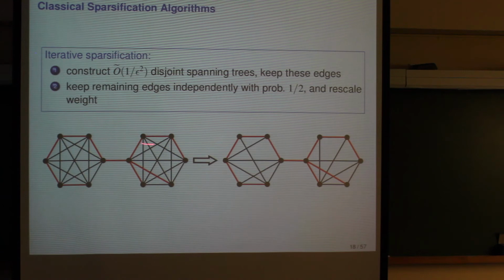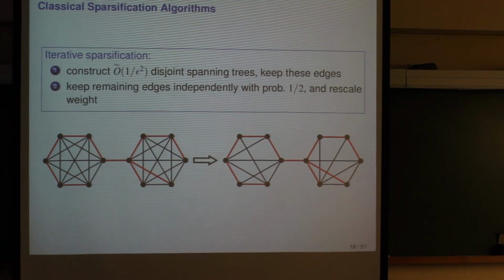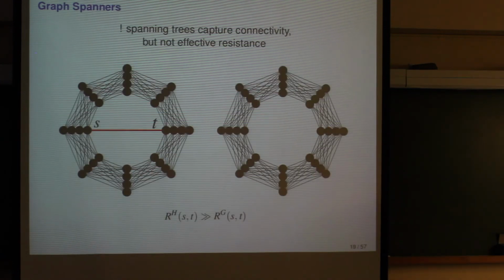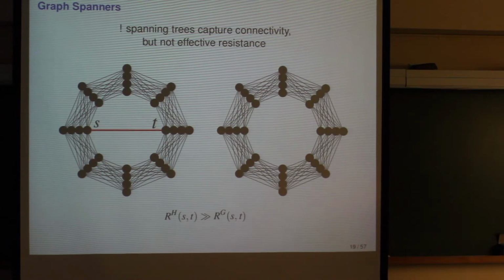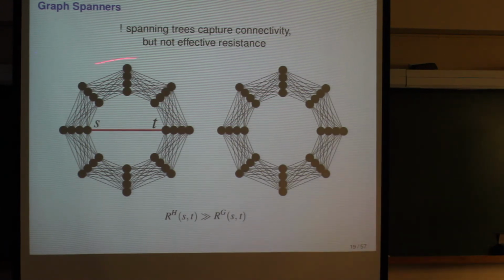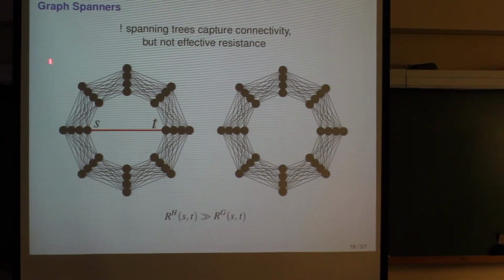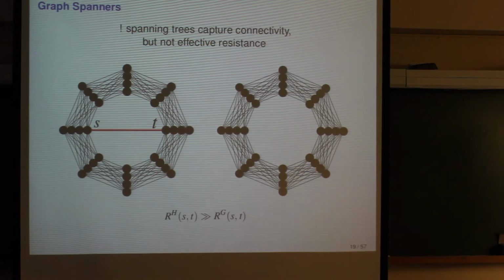Then you grow the spanning tree, you keep all these, and then you basically keep a random half of the remaining edges. We do this thing. And it seems to work quite nicely, except that it doesn't. Namely, you can think about this graph, where you have a lot of parallel cycles, something like that, and then you have a single edge in between.